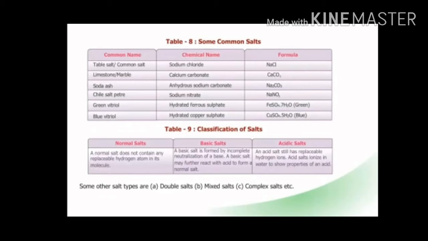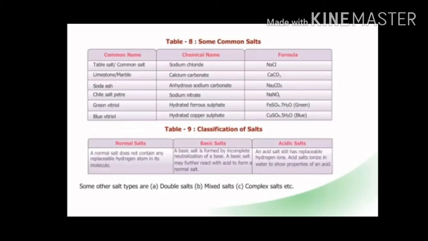The next table is about classification of salts. Salts are classified into three groups: normal salts, basic salts and acidic salts. Normal salt means that this salt does not contain any replaceable hydrogen atom in its molecule and these are neutral. And basic salt means this is formed by incomplete neutralization of a base. A basic salt may further react with acid to form a normal salt.